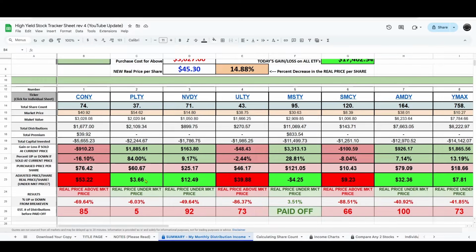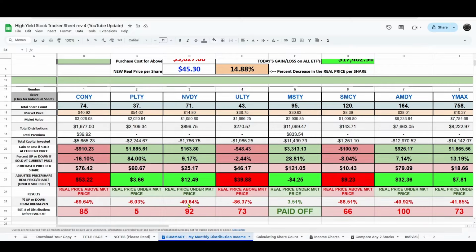And to find out, are you up or down in that position? What I mean by up or down in the position is just that if this number here is green, then that means that if I were to sell all my shares in that position, I would actually make money, because selling the shares at that market price plus the distributions I've earned exceeds the amount of capital that I have invested. Therefore, it would be a gain. And in PLTY's case, it would be about $1,800. That's what this sheet does for you.